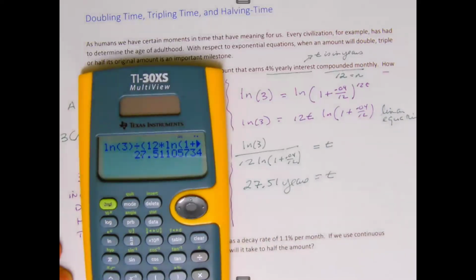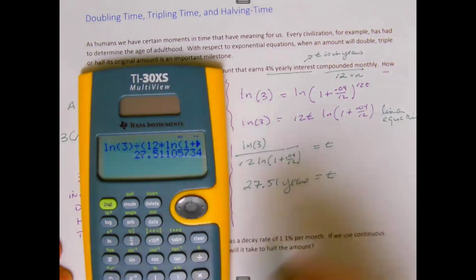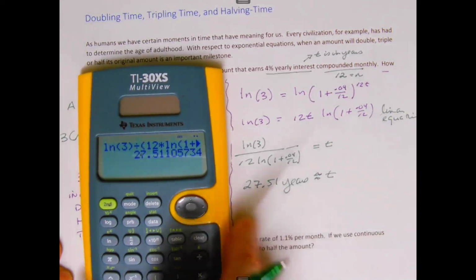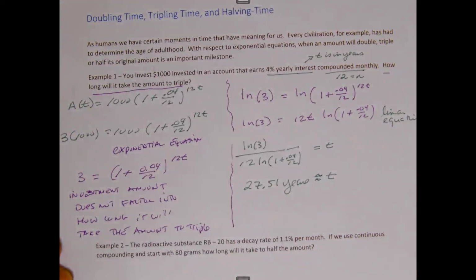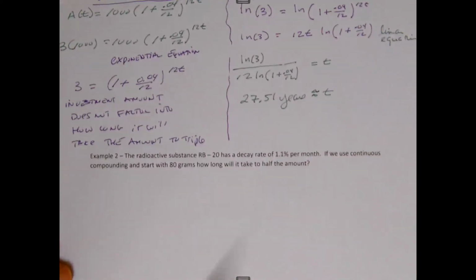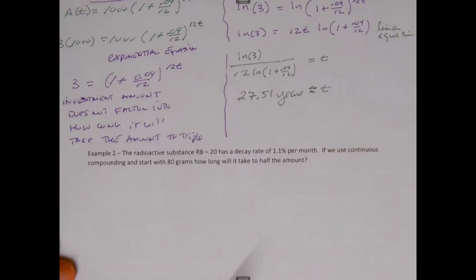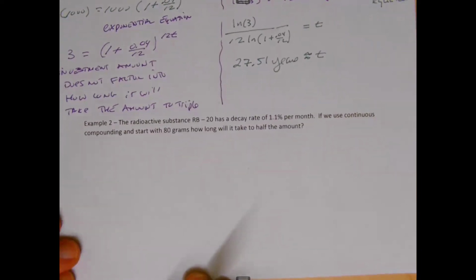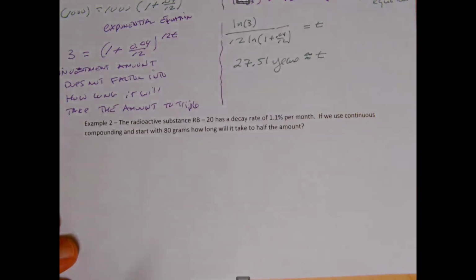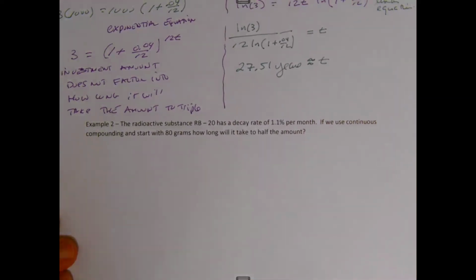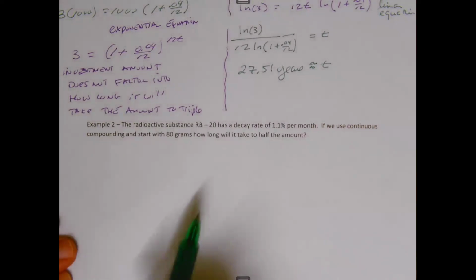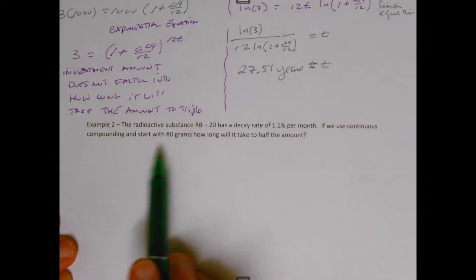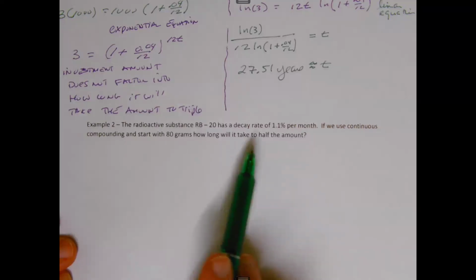So how long will it take to double? Approximately 27.51 years. Let's look at another question. The radioactive substance RB20, which of course is just made up, there's no such thing as RB20, has a decay rate of 1.1% a month. Great. We use continuous compounding and start with 80 grams. How long will it take to halve that amount?